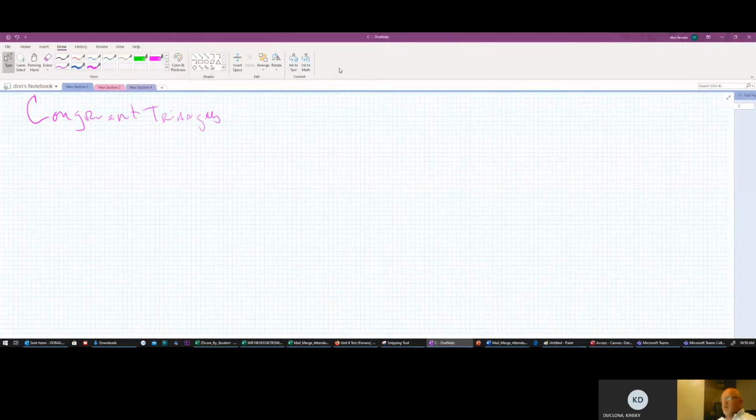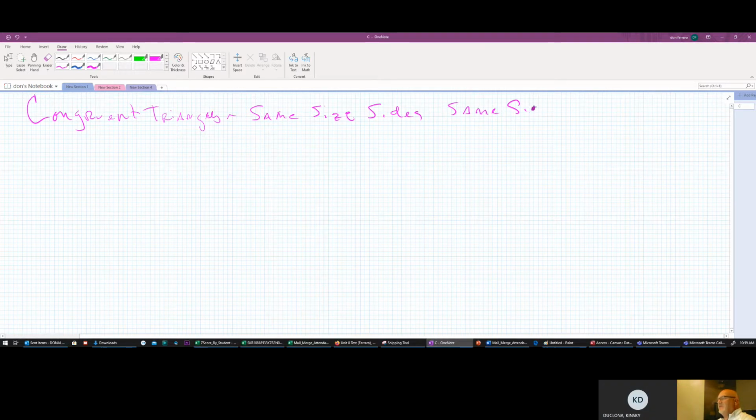Okay. So, congruent triangles, you're correct. They've got to have the same size sides, right? Yeah. And the same size or measured angles, okay? Now, let me ask you this.